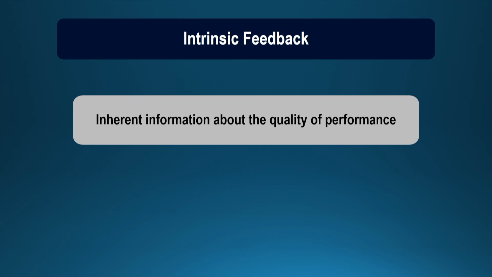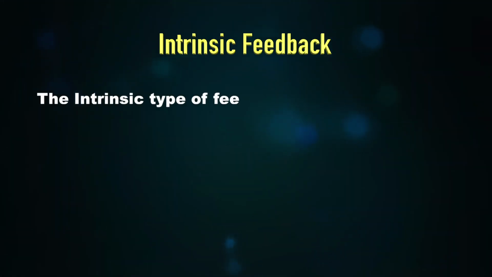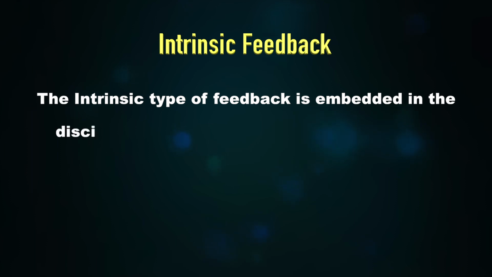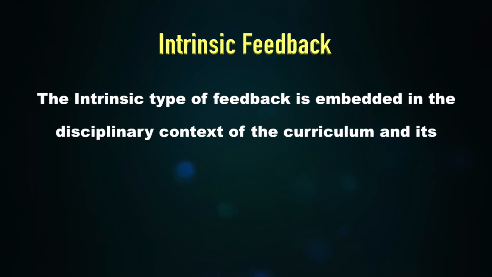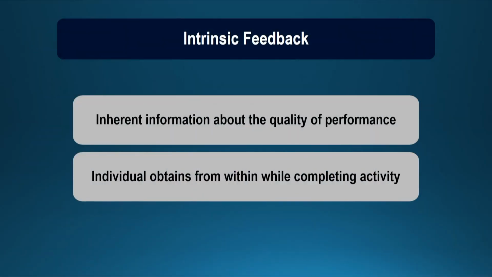Intrinsic feedback is basically the inherent information about the quality of the performance. Generally, the intrinsic type of feedback is embedded in the disciplinary context of the curriculum and it's developmental in nature. Intrinsic feedback the individual can also obtain from within while completing the activity. As a teacher, whenever and wherever possible, feedback needs to be provided to the student. This type of feedback is considered as intrinsic feedback.